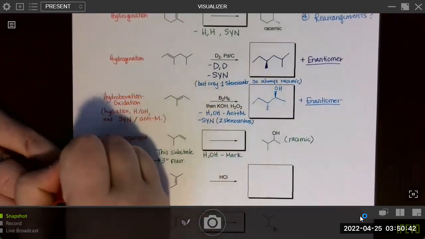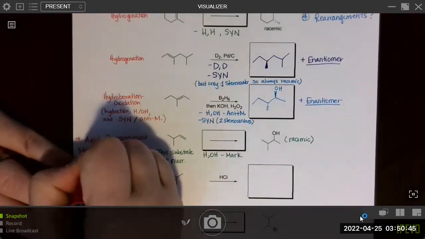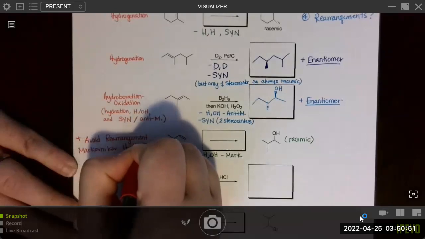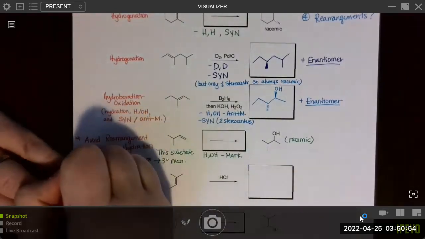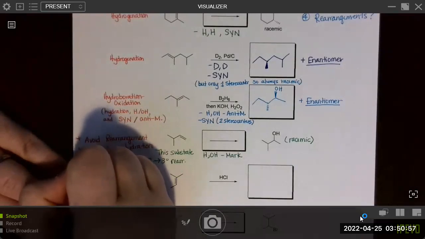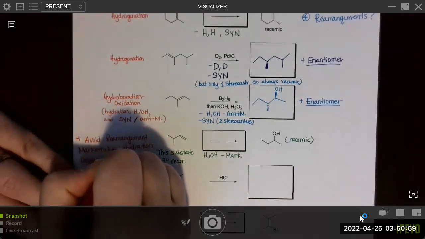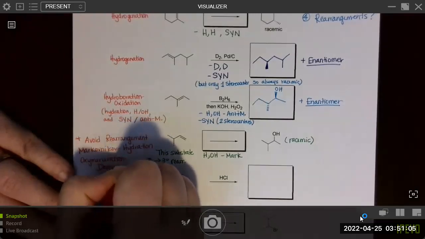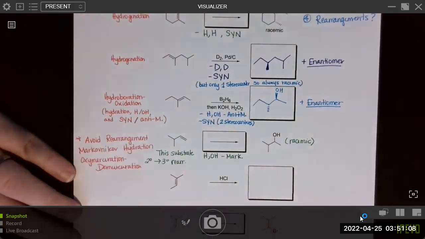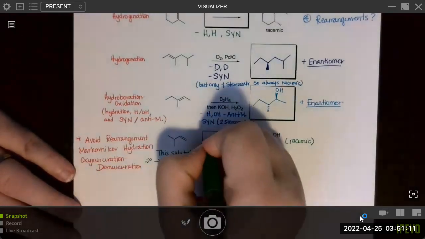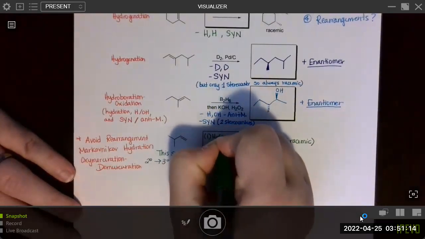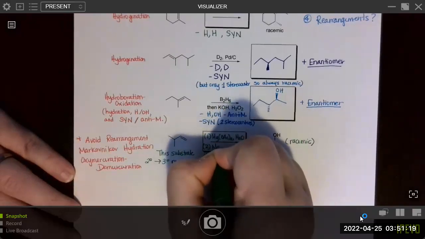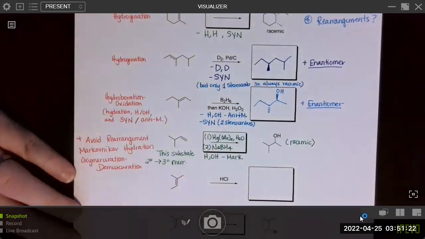So with this Markovnikov hydration, we want to use oxymercuration demercuration. The conditions for that are mercuric acetate, water, and sodium borohydride as the second step.